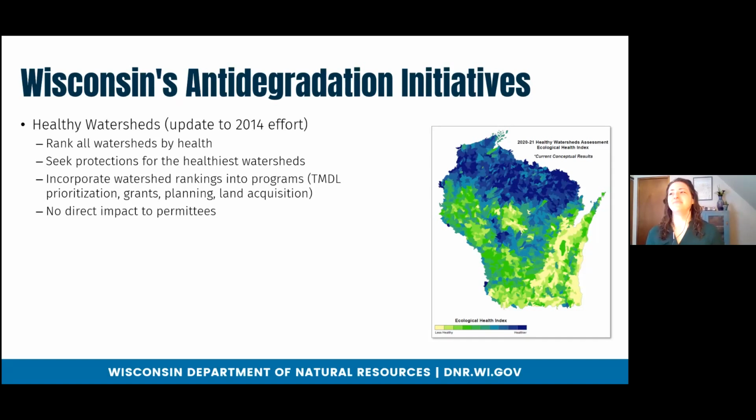overview here. So healthy watersheds, we rank all watersheds in the state by health, and then we seek protections for the healthiest watersheds. So these rankings of different watersheds and then the protections that we're seeking for them are incorporated into different programs that we have within the state. There's no direct impact to permittees. This is just to ensure that we have protection for water bodies that we already know are healthy.